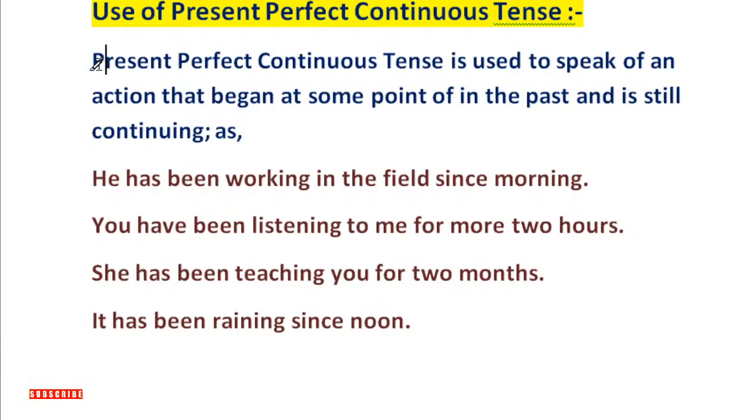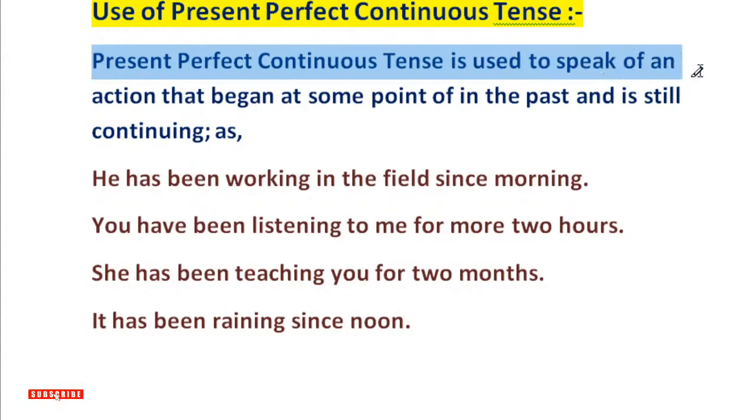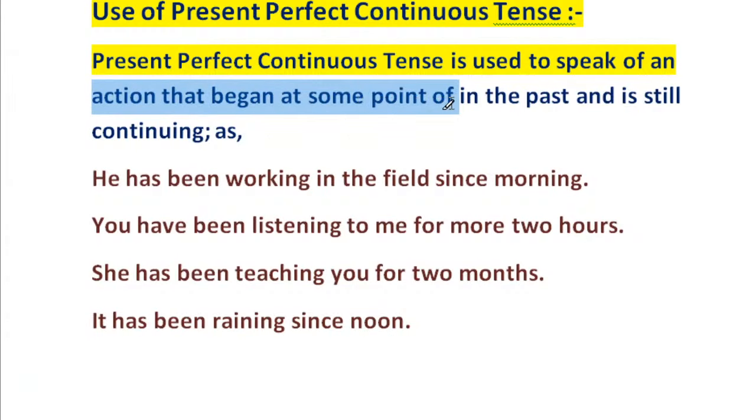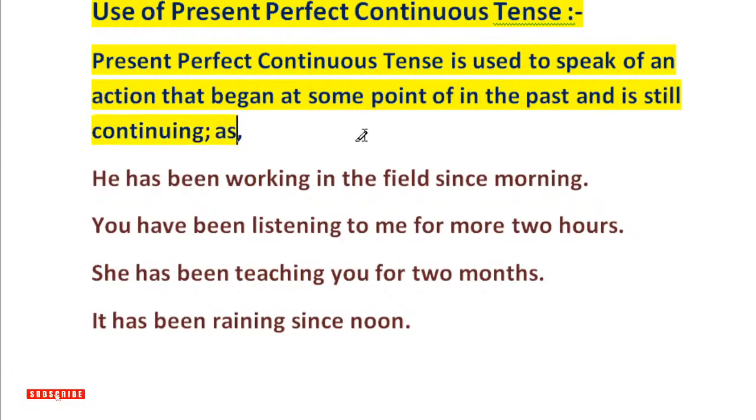So present perfect continuous tense is used to speak of an action that began at some point of time in the past and is still continuing. Here the action starts in the past and it continues through the present. And at what point of time it will stop, nobody knows. But it is certain that the action will stop. So here the action starts in the past, continues through the present, and stops in future.